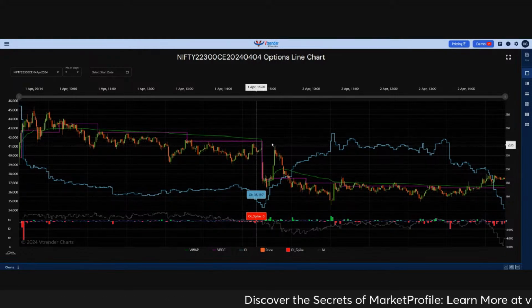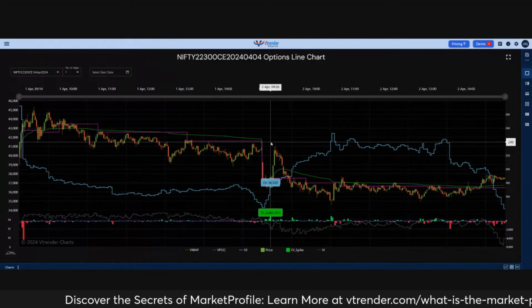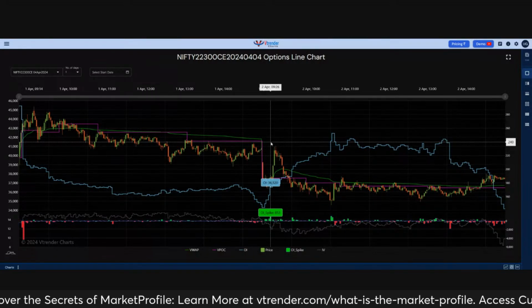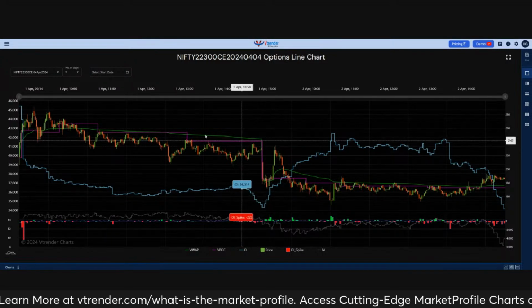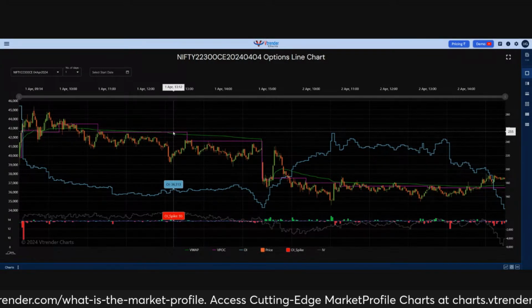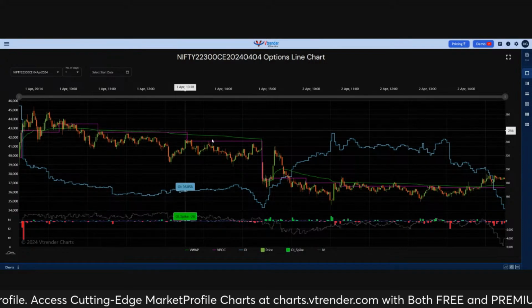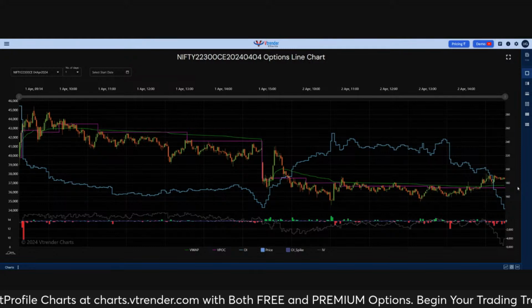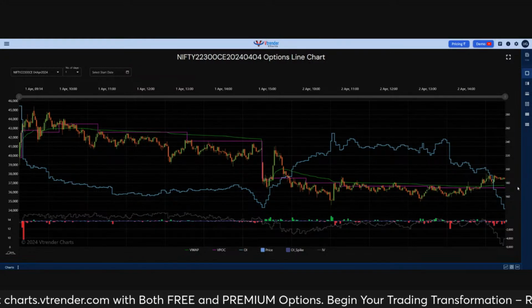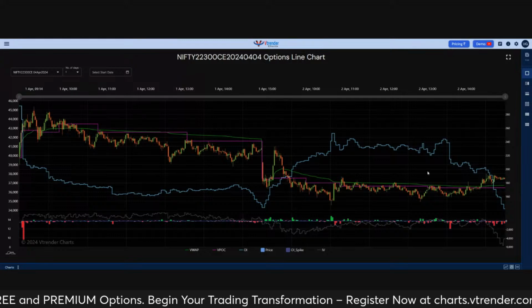This call is getting stalled at this level. So for us to see more upside in the call, we needed to take this POC out. Once this POC would have gone out, we would have looked at this as our probable target, 255, and this higher POC of 267. So this is how the option charts, the line charts in options help us along with the VPOC and the VWAP. So this is what we do.